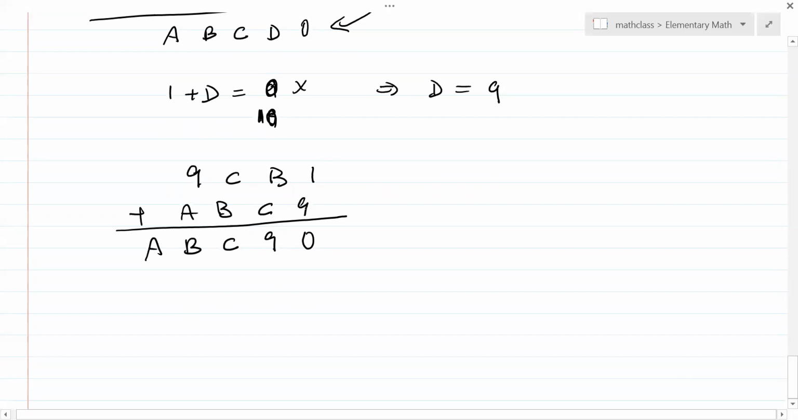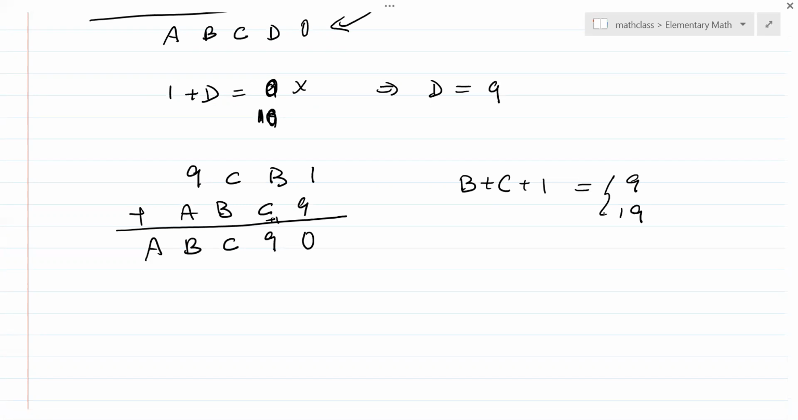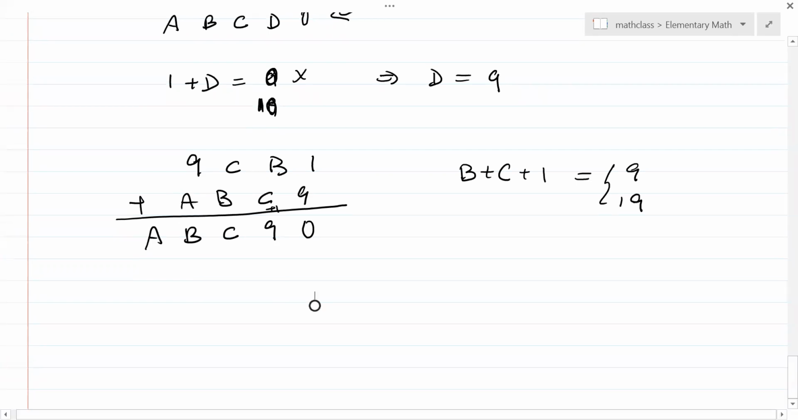You see, 1 plus 9 gives you 10, so you add the 1 here. So B plus C plus 1 should be equal to 9, or could be 19. I don't think it's 29. 29 is too large. There are two possible cases. It's going to be 9. It has to be 9.